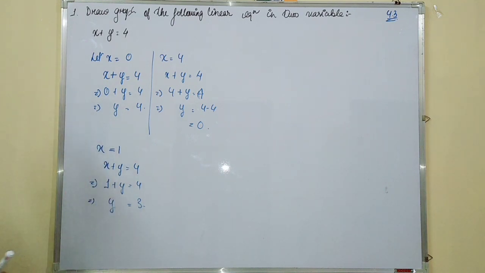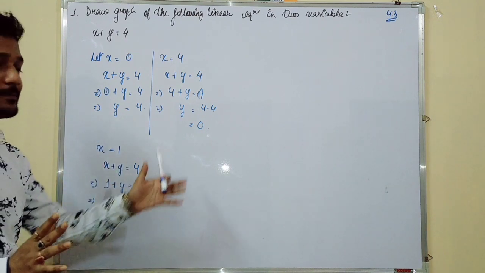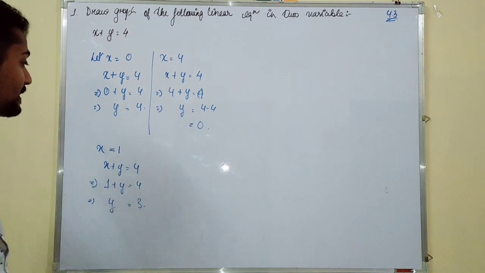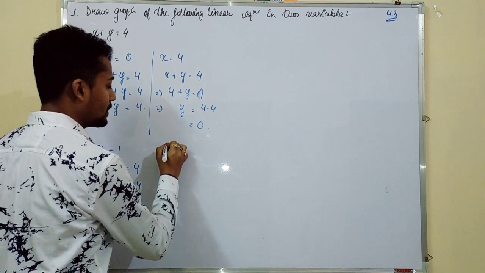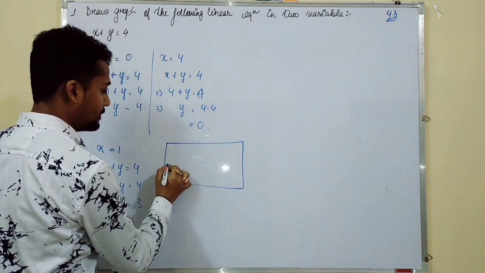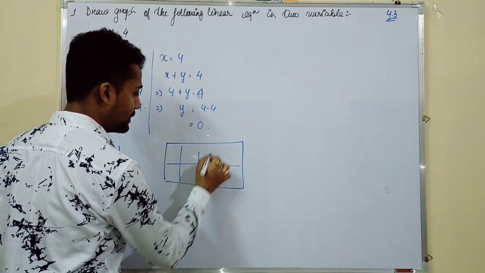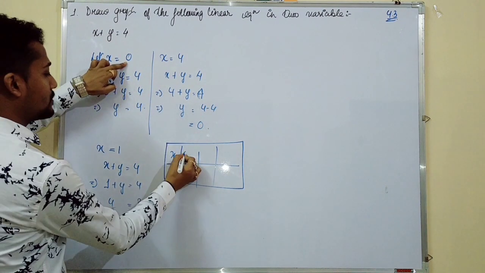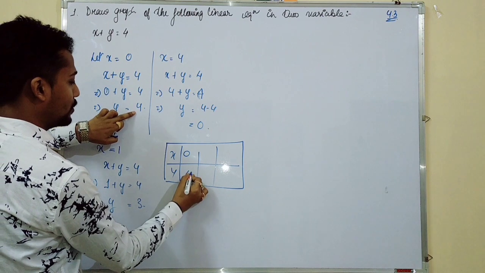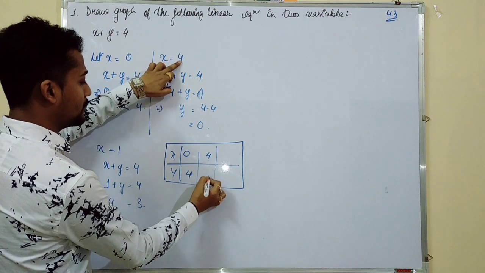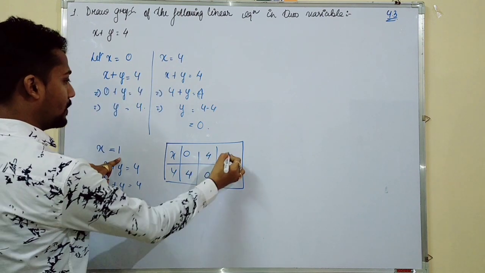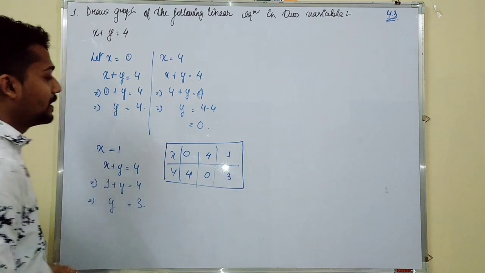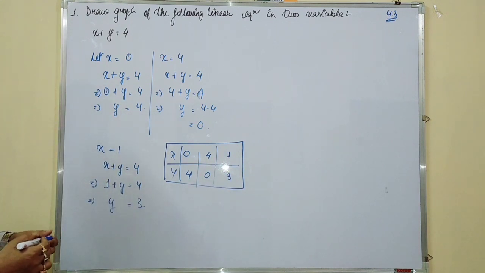Now we will try to represent it on a graph paper. Sorry, we don't have a graph paper, so we are going to do it on a board. Before that, if you make a box, it will be easy for you to see the values, isn't it? x, y. If x is equal to 0, y is equal to 4. If x is equal to 4, y is equal to 0. And if x is equal to 1, y is equal to 3.